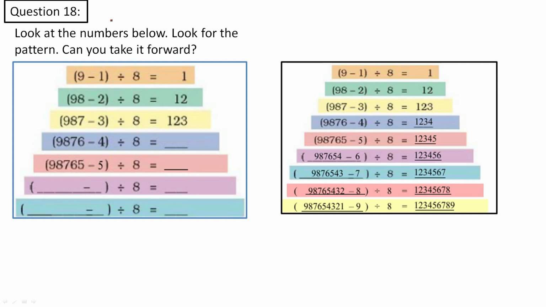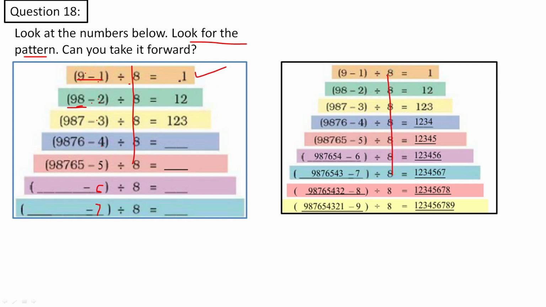Now look at the numbers, look for the pattern. What pattern is followed here? 9 minus 1 divided by 8, the answer is 1. Next you see 9 8, 98 minus 2. In every case you can see minus 1, minus 2, minus 3, minus 4, minus 5, minus 6, minus 7. You can see the pattern. Here, all the numbers are divided by 8 only.